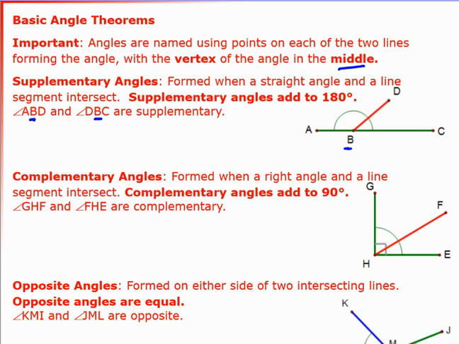And so what happens is, when we name ABC, we're naming it from A to B to C. When we're naming this one, it's DBC. And going in those directions, that's the angle we created.